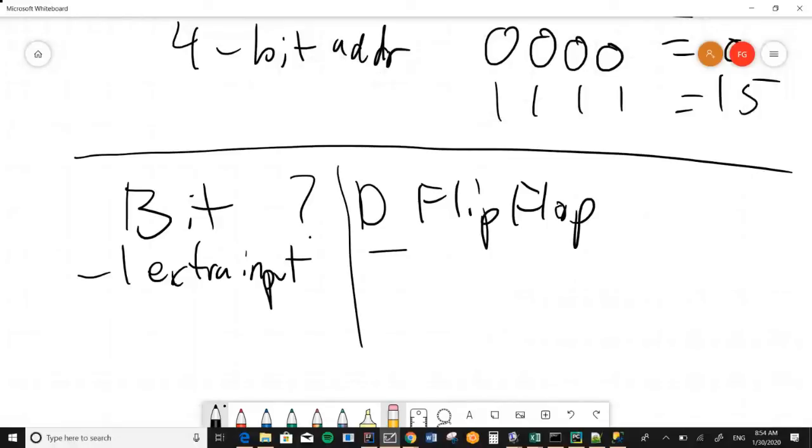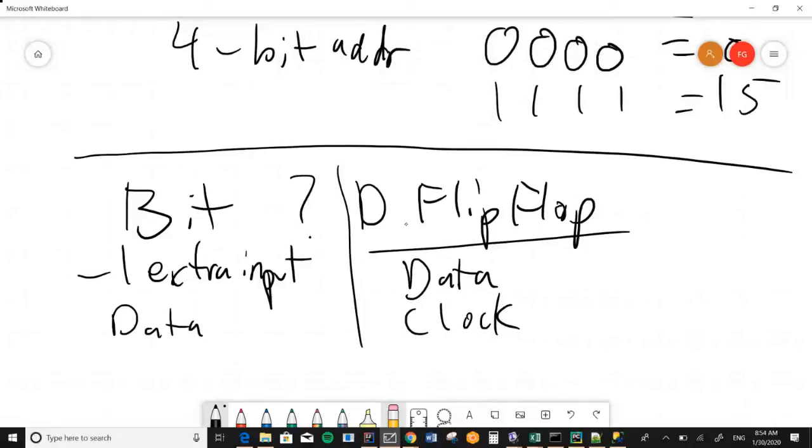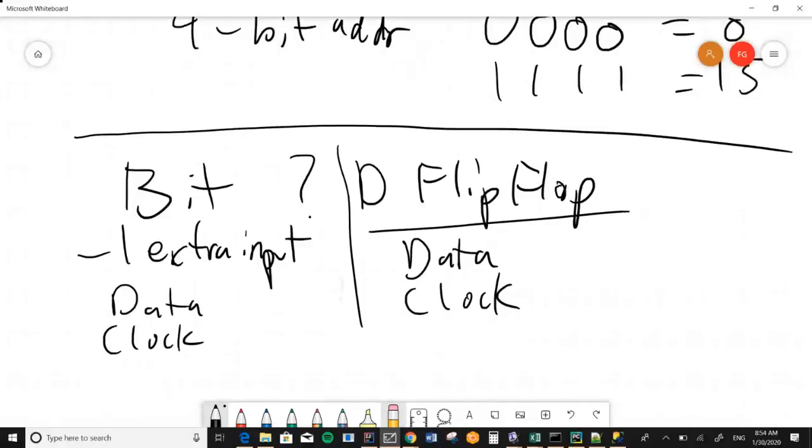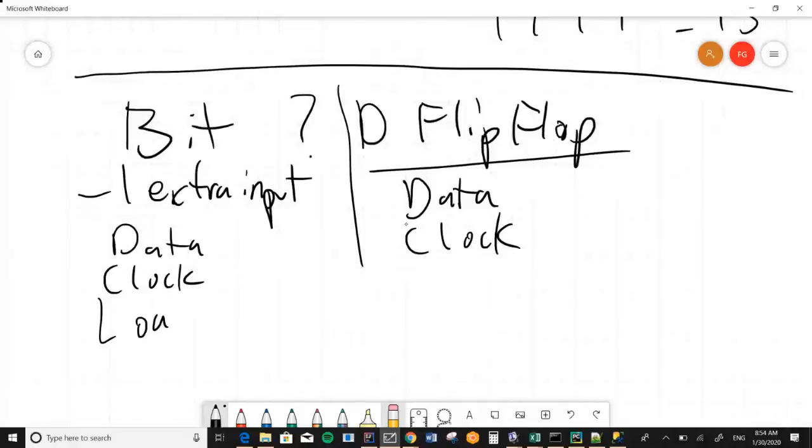Why? What do I mean? The D flip-flop has data and it has a clock input. So the bit also has the data and the clock, but it additionally has a load input. So what is that about? You might remember the D latch had a load input, and then what we did was we used that load input with 2 D latches in order to enable the clock to do its job.